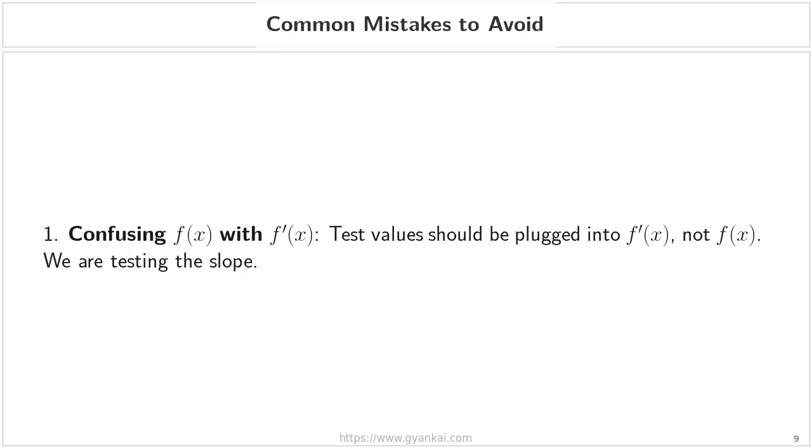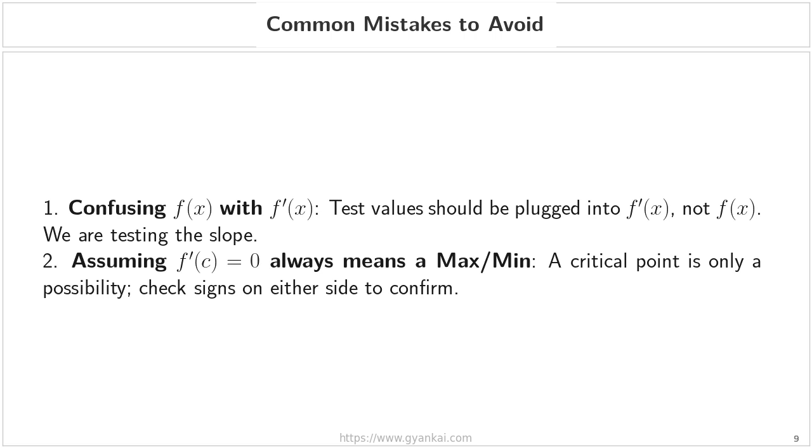First, be careful not to confuse the original function, f of x, with its first derivative, f prime of x, when you are picking test values for your intervals. Remember that these must be plugged into f prime of x, not the original function. This is because our goal is to test the slope of the curve to see if it is increasing or decreasing, rather than finding the actual height of the graph.